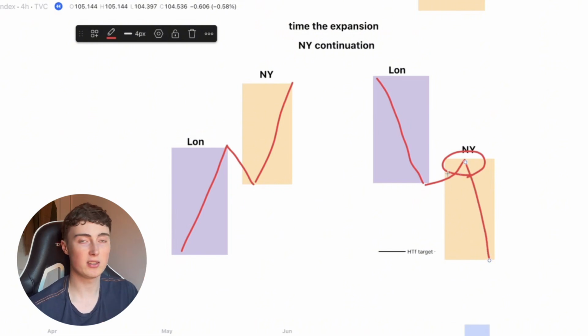So again, it's pretty self-explanatory, this one. You're looking for London to impulse and then for New York to continue that move, right? And you're going to take your trade in New York.